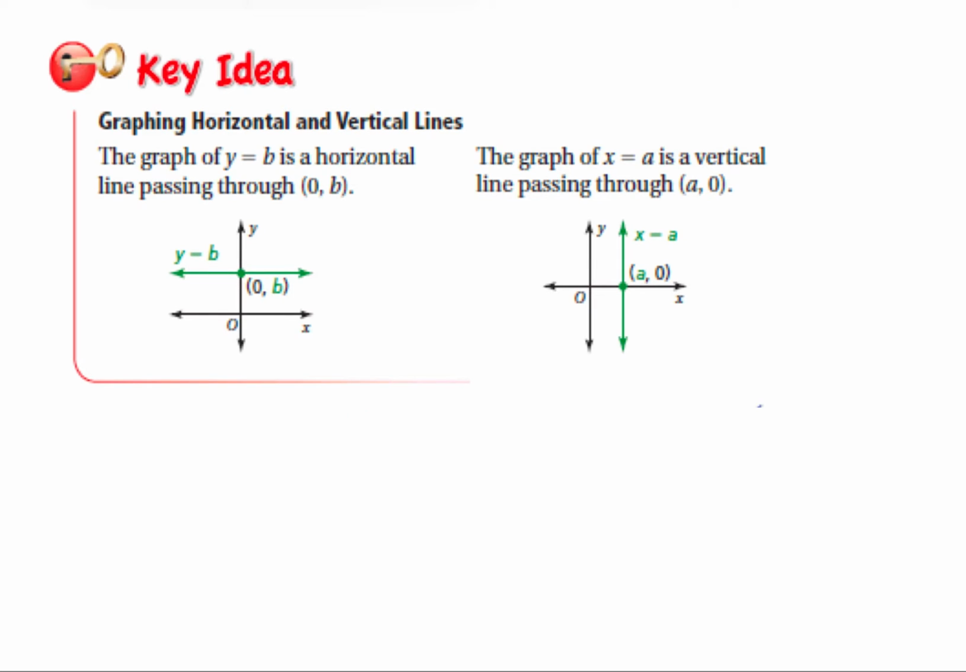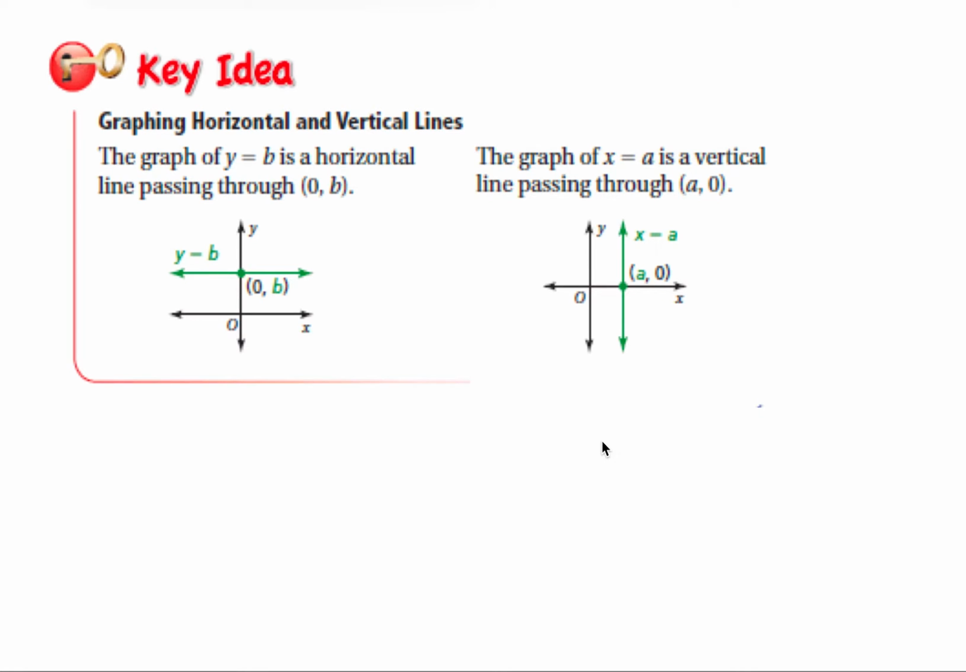Okay, so let's look at these next 2 types of problems. So our next key idea is looking at graphs where we have horizontal or vertical lines. So the graph of y equals b, which is this graph over here on the left, is a horizontal line passing through the point (0, b). When I'm looking at the points there, our y points will be the same. That's what's giving me that 0 slope, that it's just a straight line horizontally. Every point that goes on there, that y value will be the same.